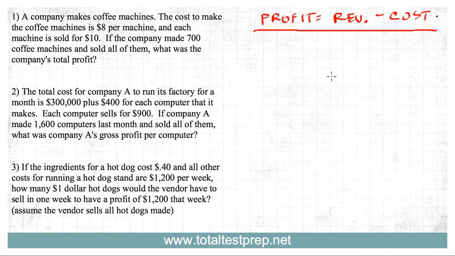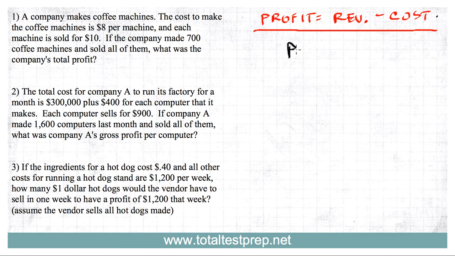So let's see how we can use this table, the PQT table, in these types of questions. Let's take a look at question number 1. We're told that a company makes coffee machines. The cost to make the coffee machines is $8 per machine, and each machine is sold for $10. If the company made 700 coffee machines and sold all of them, what was the company's total profit?